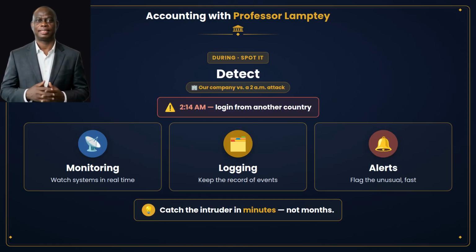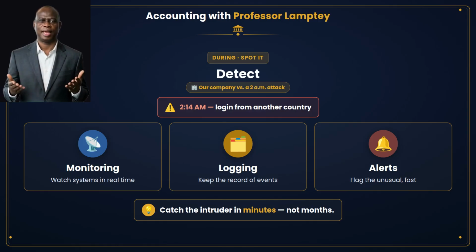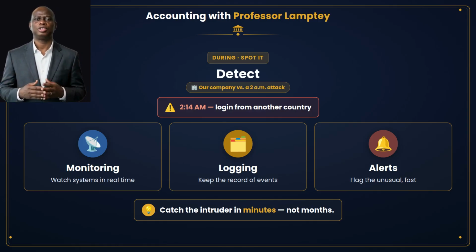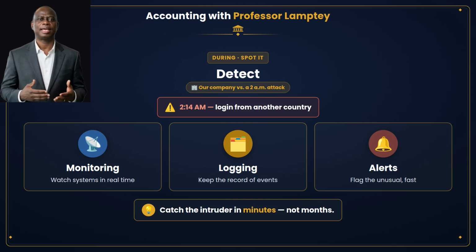Function 4, detect. Because no defense is perfect, you must be able to see an attack in progress. Monitoring, logging, and alerts that flag the unusual. And here's our 2 a.m. moment. An employee clicked a phishing email, and an attacker logged in from another country. The company's monitoring catches that impossible login instantly. Detection is the difference between catching an intruder in minutes or discovering them months later after the damage is done.